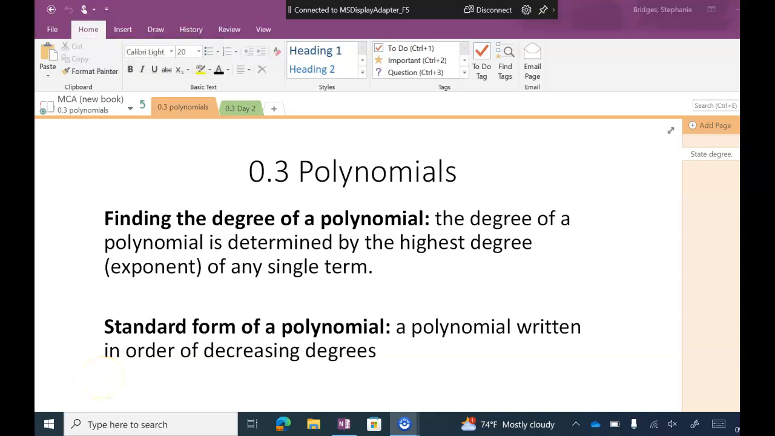All right, so again, we're talking about polynomials. We're going to start with talking about writing them in standard form, how to determine the degree, and then we'll get into multiplying polynomials just a little bit further. But none of this is anything that you haven't ever seen before.